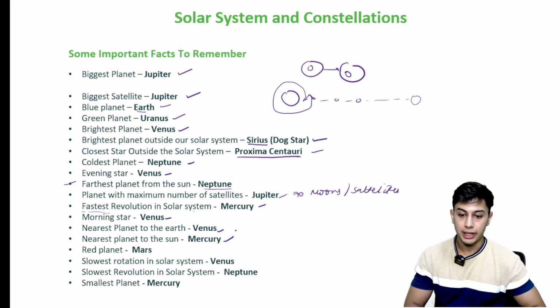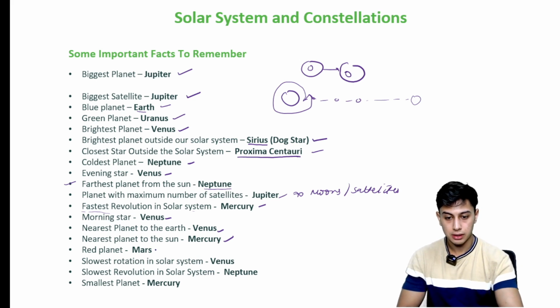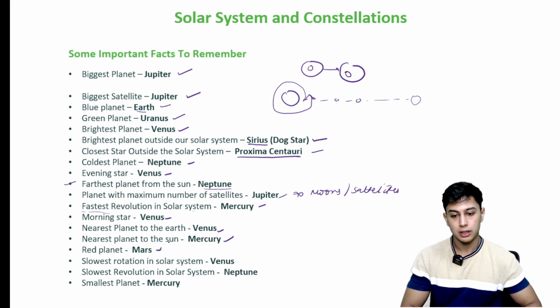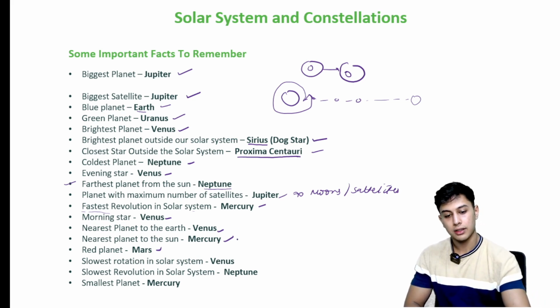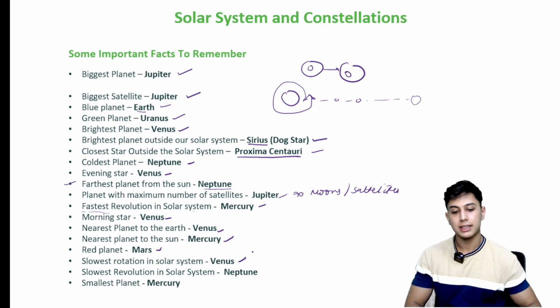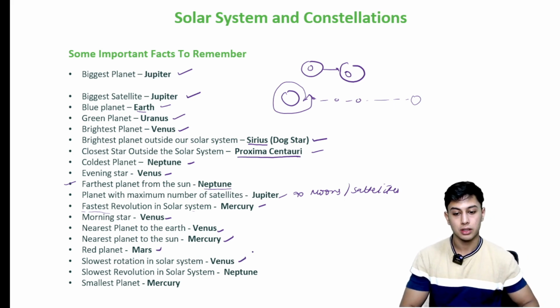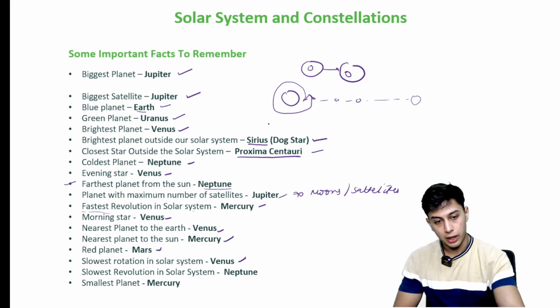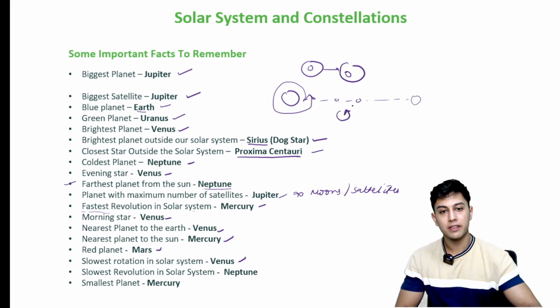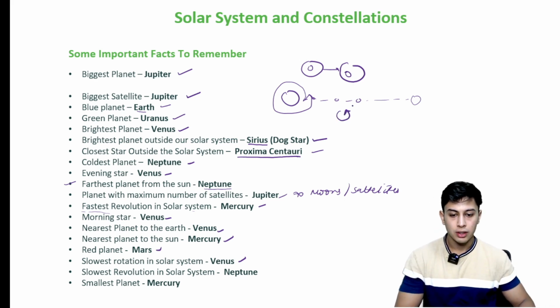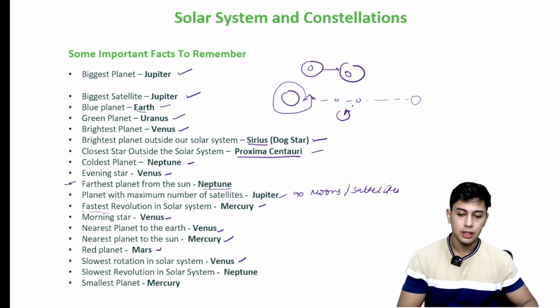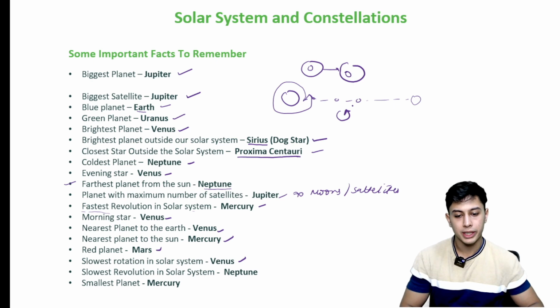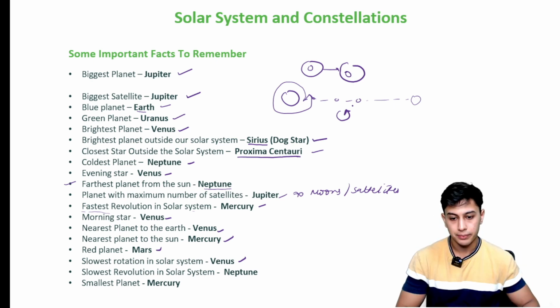Now we have red planet, that is Mars. Alright, red planet is Mars. Slowest rotation in the solar system, that is Venus. It has the slowest rotation. Rotation means not around the sun but on its own axis. So like we have a rotation of 24 hours. Alright, Venus has the longest rotation, slowest. Alright, so it will take a lot more time just to have a day and night.